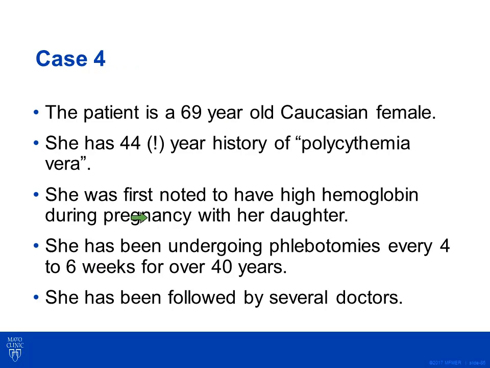And the final case that I will present is a 69-year-old Caucasian female, and you can see she has a 44-year history of polycythemia vera. I put the exclamation point because it would be really unheard of to have that long of a disease course for this disease. She was noted to have a high hemoglobin during pregnancy with her daughter. I believe she was in her 20s then when that happened. She has been undergoing phlebotomies every 4 to 6 weeks for over 40 years, and she's been followed by several doctors.